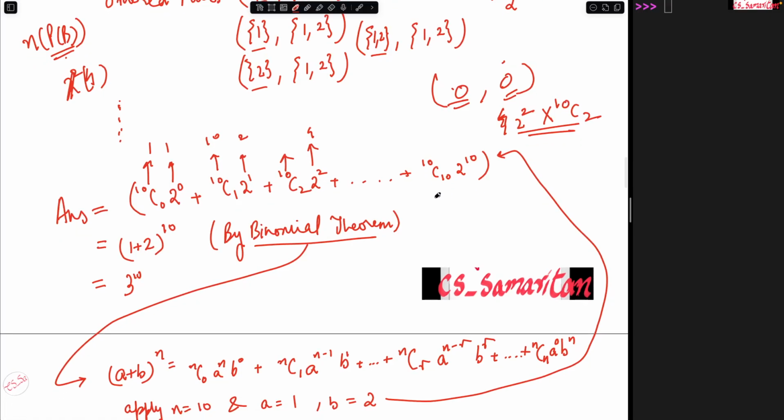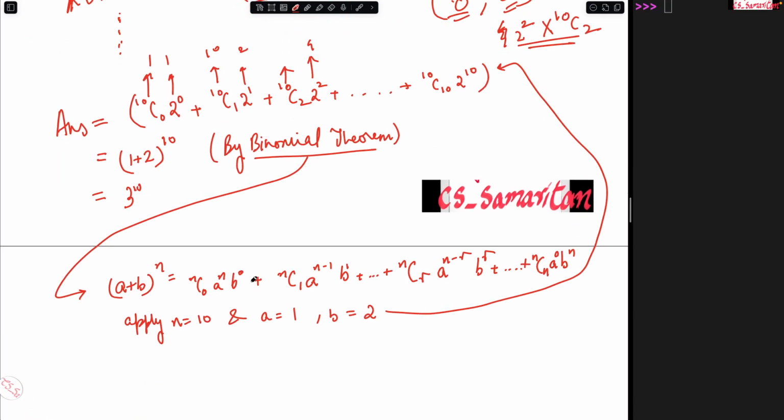Now, when you get to this kind of expression, if you have solved binomial theorem questions, this is exactly the format that is present and can be used. This is the expression for the binomial theorem: a plus b raised to the power of n, we expand it like this. Put n equals 10, a equals 1, and b equals 2. You're going to get this exact expression, so you have 1 plus 2 raised to the power of 10.